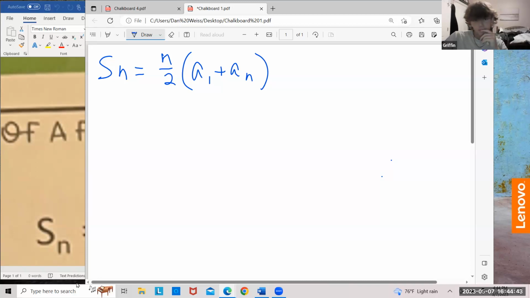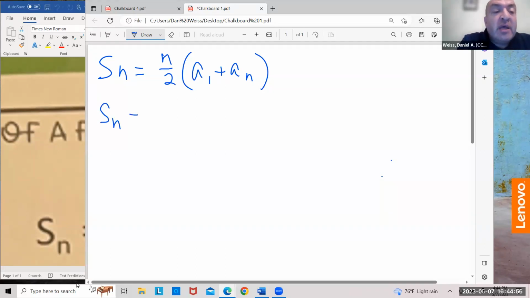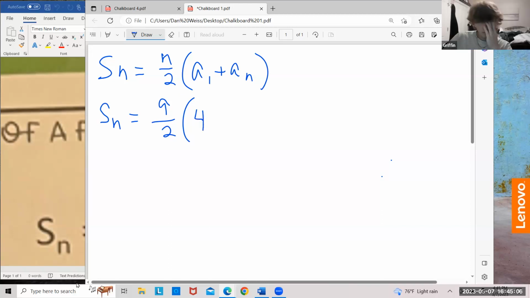Mhm. An arithmetic sum just means you're going to add them all together. But there's a faster way than just adding them all together. So the sum is going to be 9 divided by 2 times a1, which is 4, right? Yeah. And an, the last term, is 44, right?